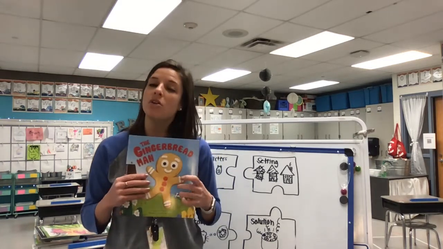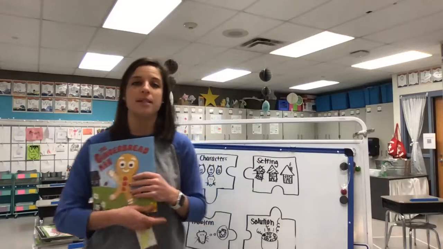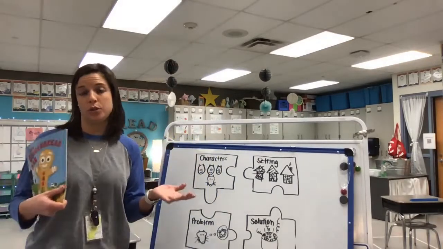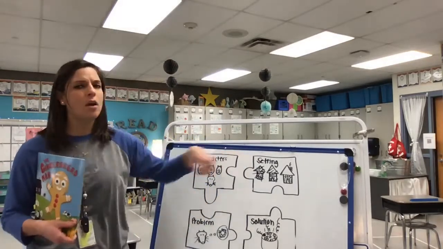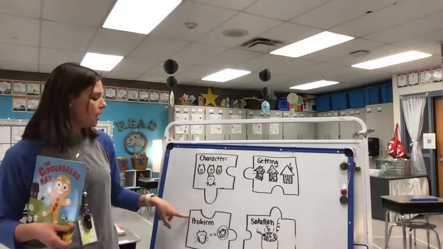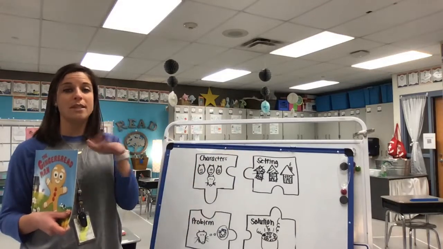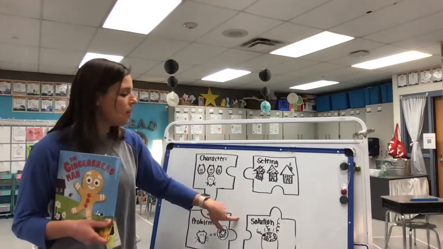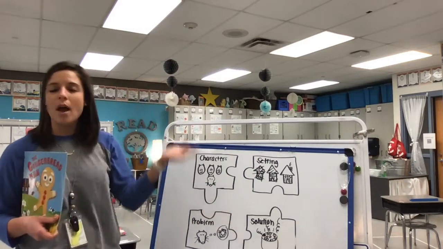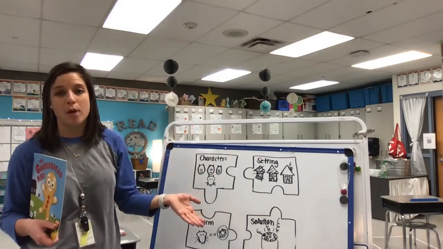So while we're reading our story today about the gingerbread man, I want you to think about your 4 story elements. The characters, who the stories are about. The setting, where are the characters in the story? The problem, what's happening to the character? And the solution, how did the character solve that problem?